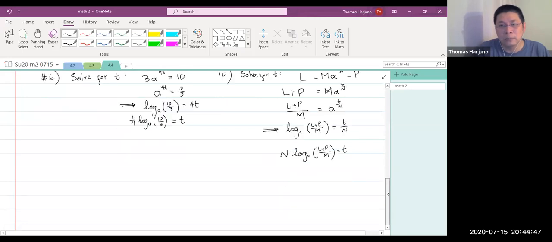Now, some notes before I forget. If you see log without a base, log of x, this actually means log base 10 of x. We call that the common log.